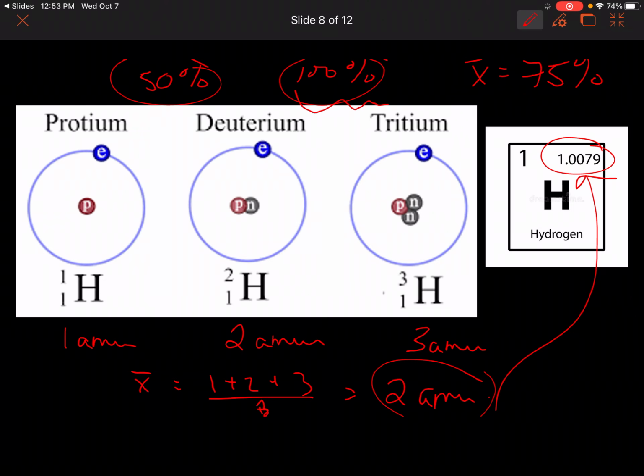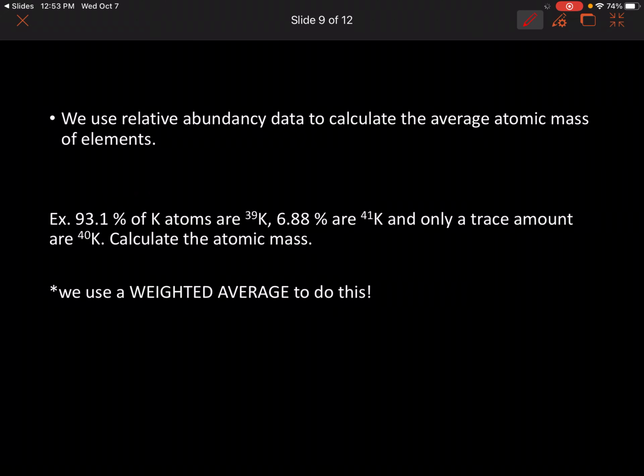They're more important. So looking back at this hydrogen here, this average gives us information about how often hydrogen is protium, deuterium, and tritium. And which one is it most often going to be? Yeah, so hydrogen is almost always protium. I think it's like 98 point something percent. So it very, very heavily favors the number one, hydrogen one. So in terms of chemistry, we call this relative abundance data. So how often is an element that particular isotope?